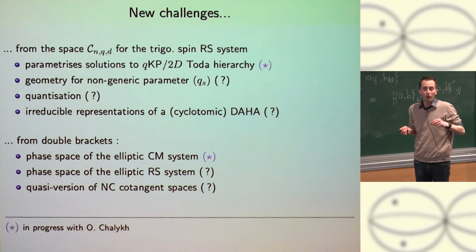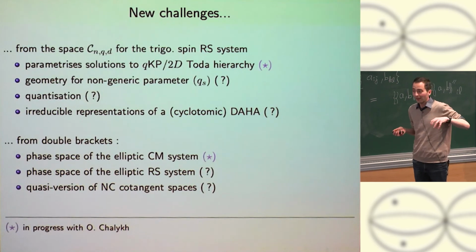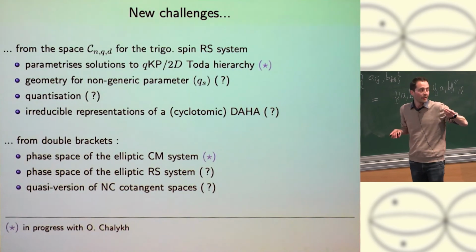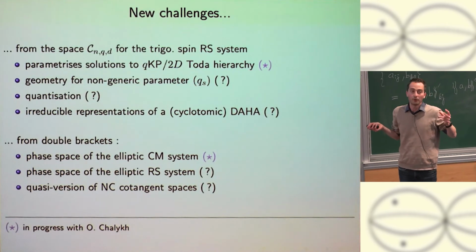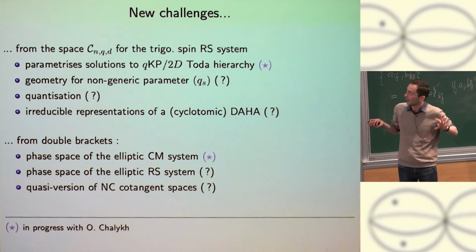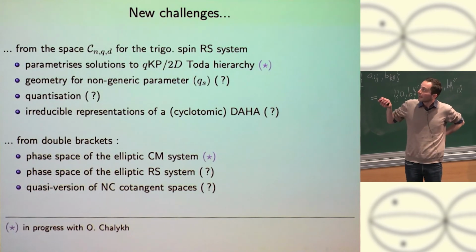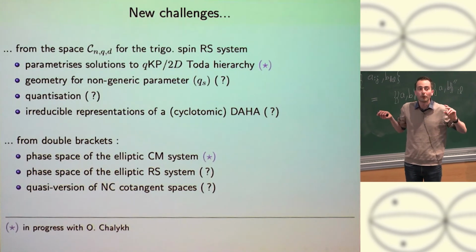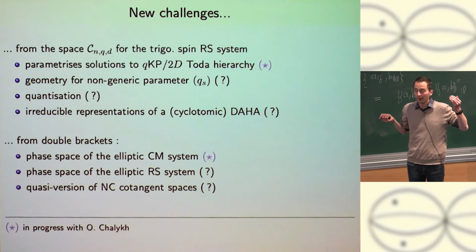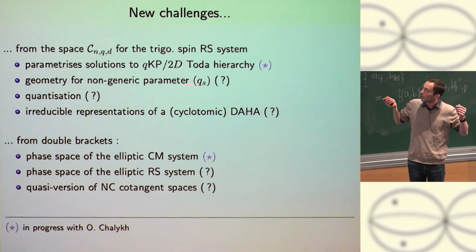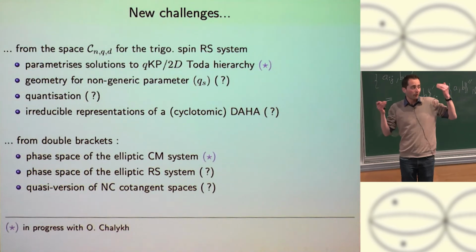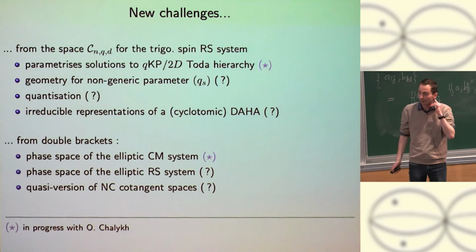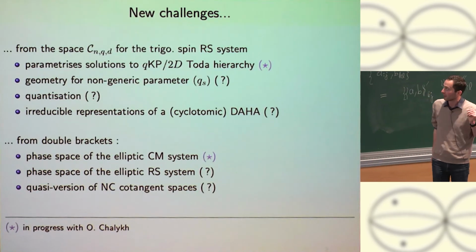Okay, and what's happening when you go from this additive setting to the multiplicative setting is that you expect, and you can prove in some easy cases, that the flows of this Ruijsenaars-Schneider system will parameterize some solutions, this time of either the q-KP or the 2D Toda hierarchy that is here. Okay, so it's the natural thing to expect when you go to that next level of difficulty, I should say.